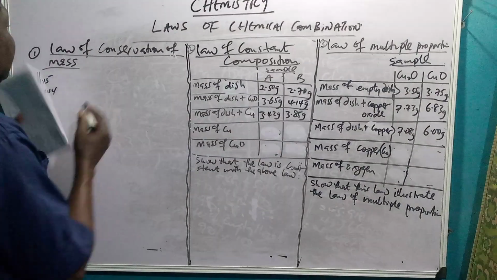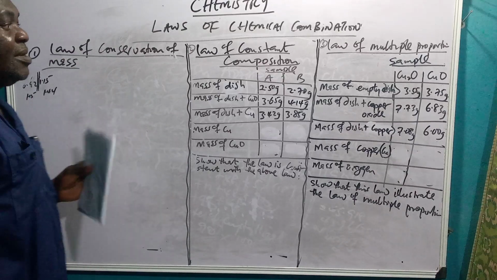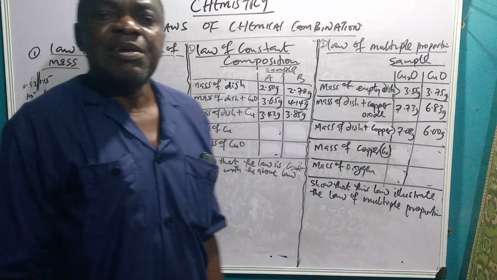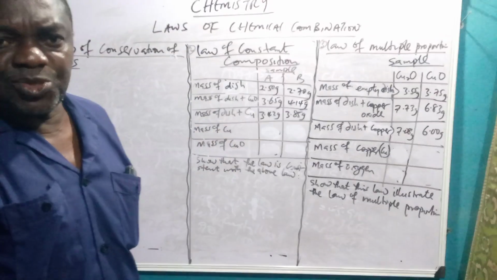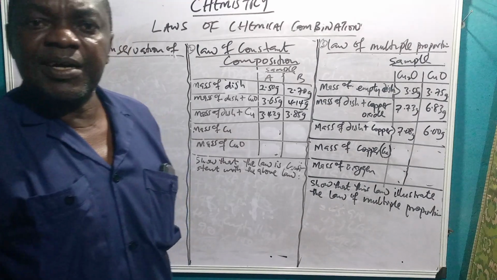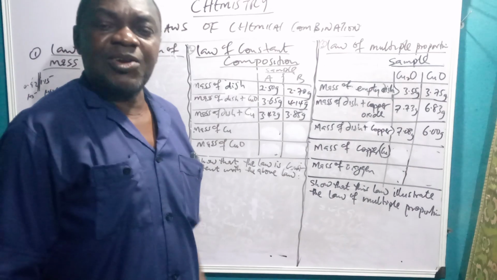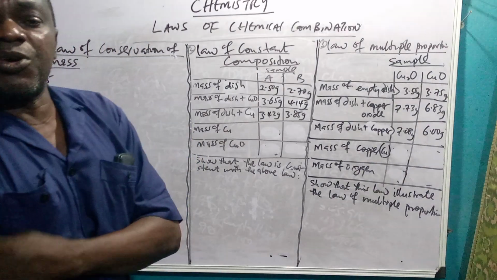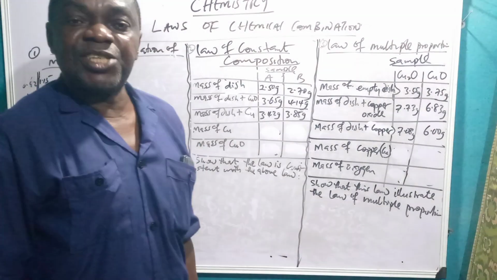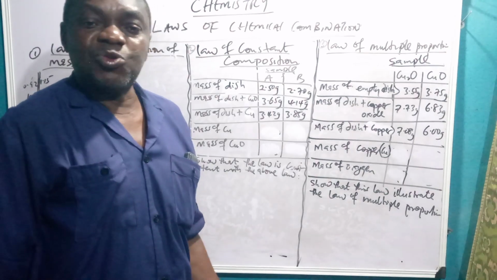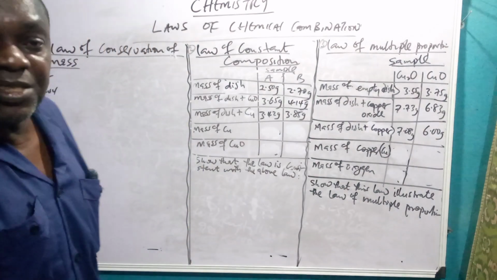First of all, the law of conservation of mass. The law of conservation of mass states that matter cannot be created nor destroyed in the course of a chemical reaction. They only change from one form to another. How do we prove that law? The law is very easy to prove.